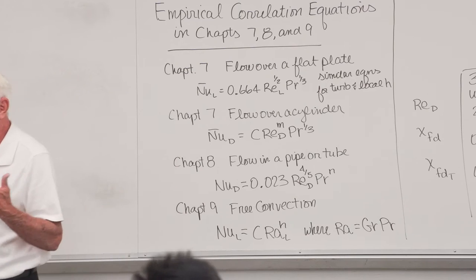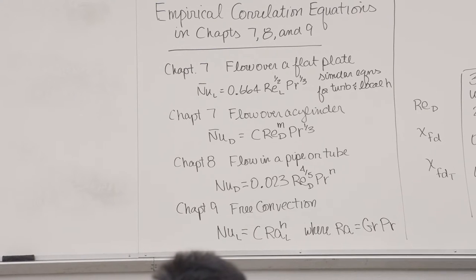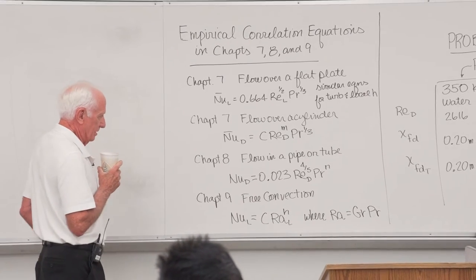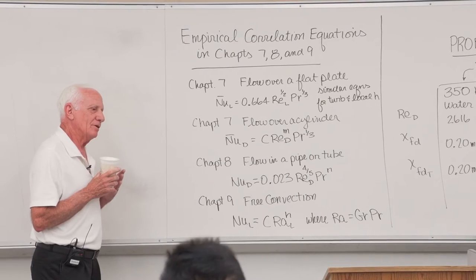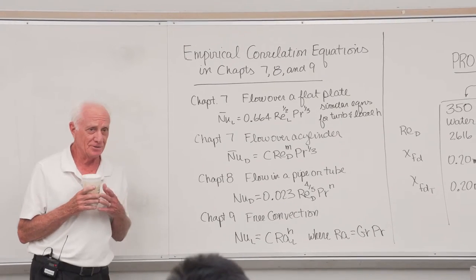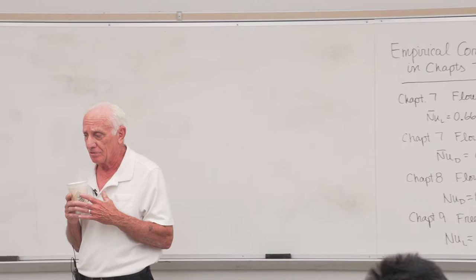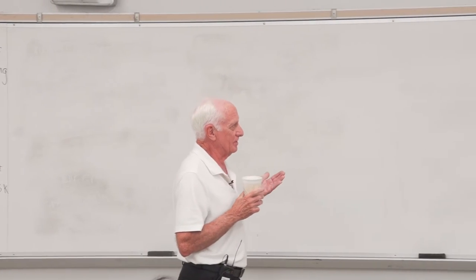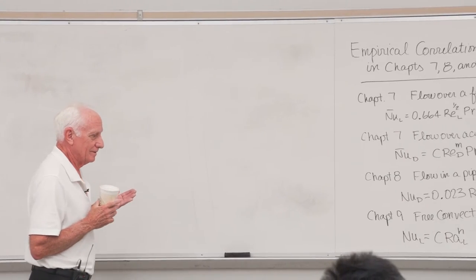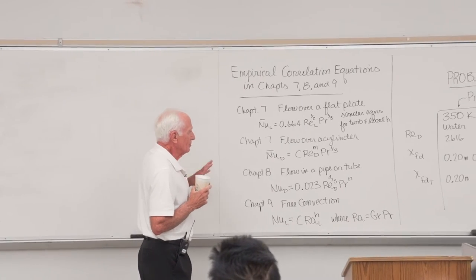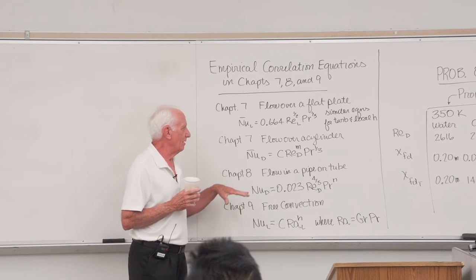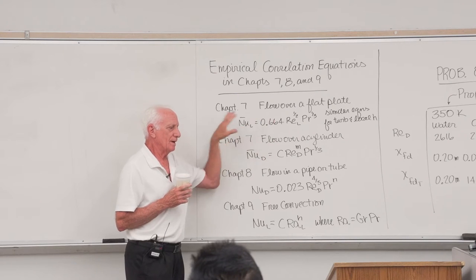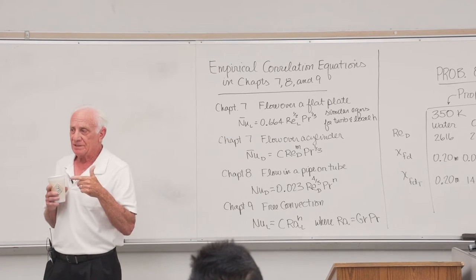Of course, one of the major differences is that in chapters 7 and 8 it's the Reynolds number. In chapter 9, forget Reynolds number, now it's the Rayleigh number. But the form of the equations is very similar. We engineers love that kind of correlation. It's a power law correlation. So you can see the similarity in three chapters of convection heat transfer. Most of the basic correlation equations are Nusselt equals a constant, Reynolds or Rayleigh raised to a power. That's it. There are more complex equations.